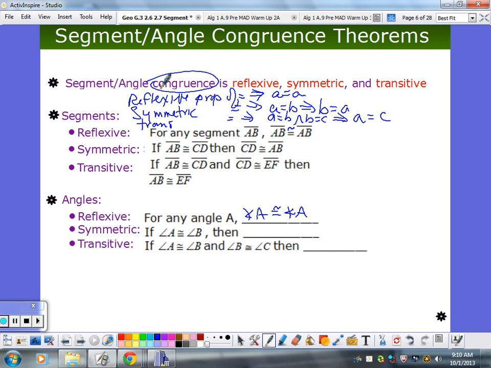If I know angle A is congruent to angle B, then what does the symmetric theorem of congruence say? Angle B is congruent to angle A. Same thing, I can turn them around. I know it's true for equality, now I'm stating it's going to be true for congruence. Transitive property for angles: angle A is congruent to angle B, congruent to angle C.